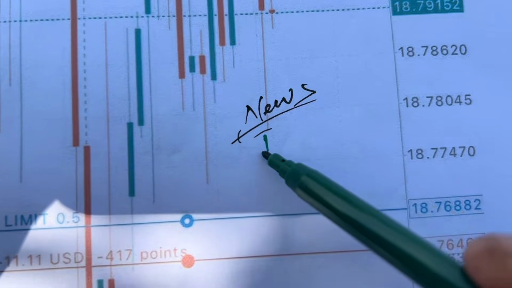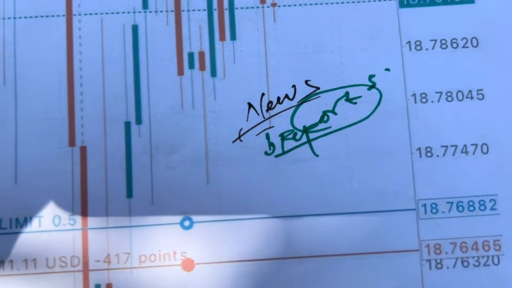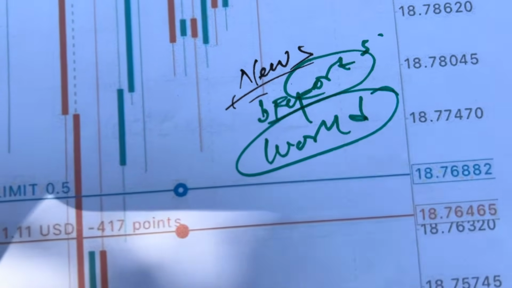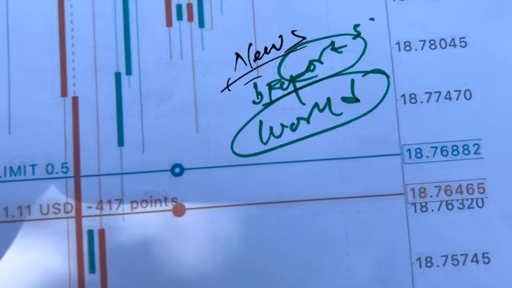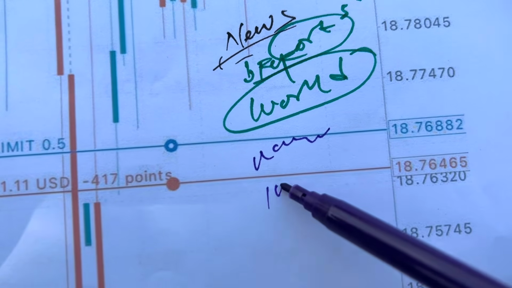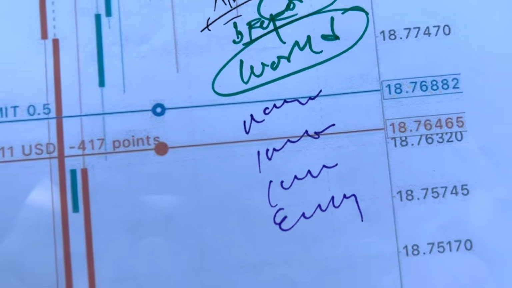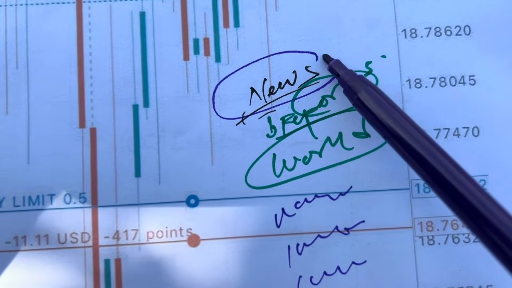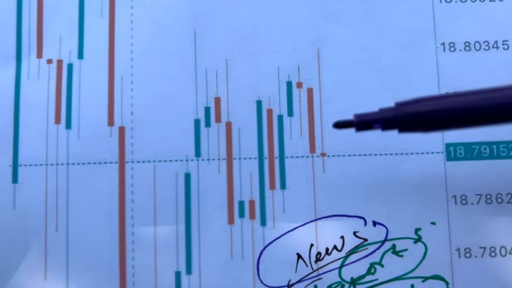News, we're talking about reports. And these reports are gathered from the world. When we're talking about reports, we're talking about all these things that can happen in the world, such as the war, the interest rate, the inflation, the employment rate. Now we're talking about events, which means we're trading the news. The news affects the market, which means it affects these candlesticks.